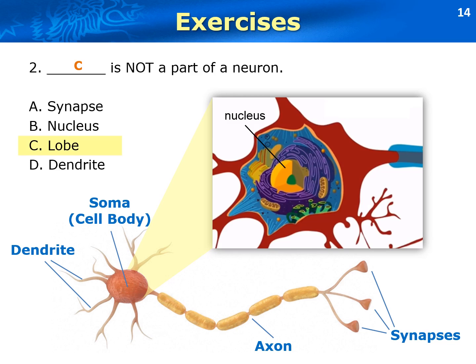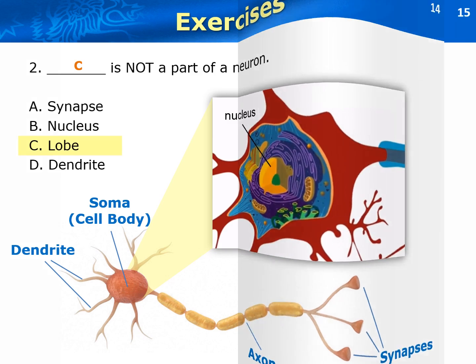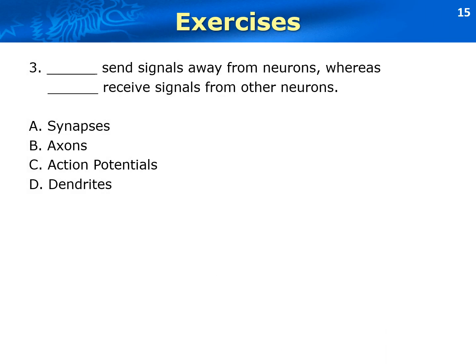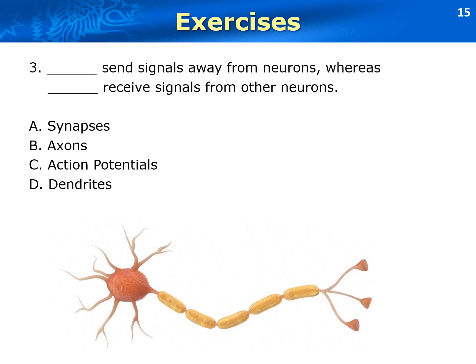Question 3. Which parts send signals away from neurons, whereas which parts receive signals from other neurons? To get the correct answer, you should understand how the signals are processed and transmitted through the neuron.